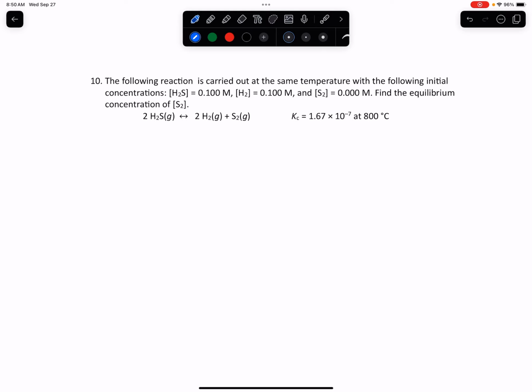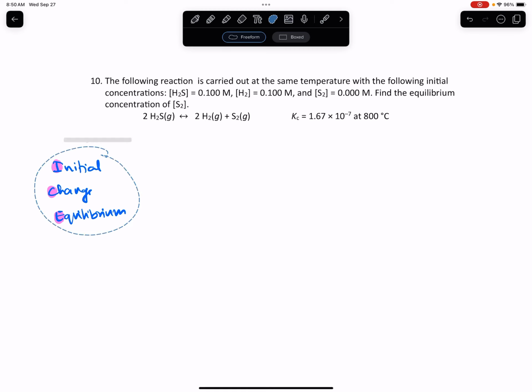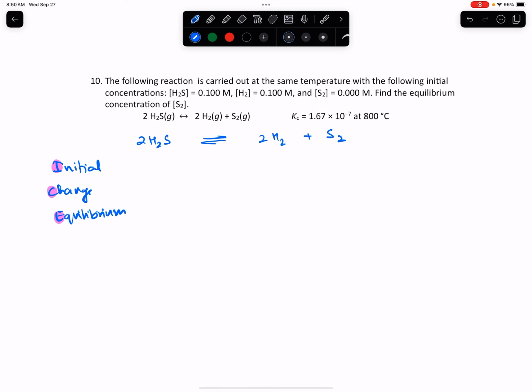All right, so the first thing we need to do is set up our ice table. Initial, change, and equilibrium. ICE, there's the ice. Let's write out this equation. I'm going to move this a little lower to give us a little space. We have 2H2S gives us 2H2 plus S2. The initial quantities given to us for H2S is 0.100 molar. For H2, it's 0.100 molar, and for S2, it's 0.000 molar.